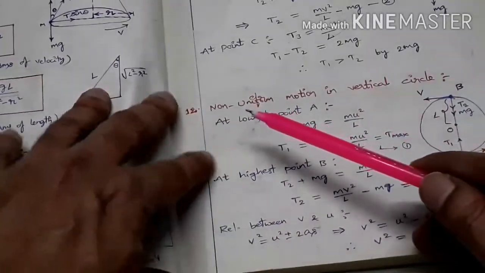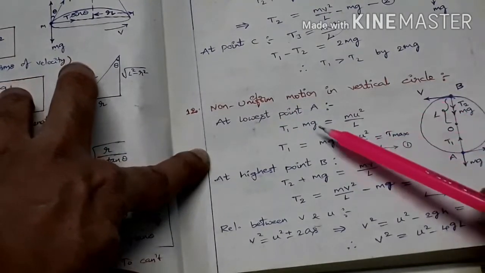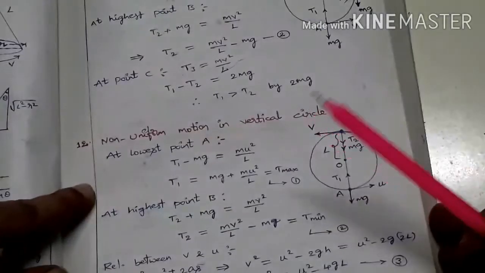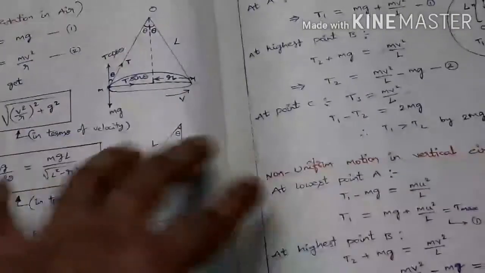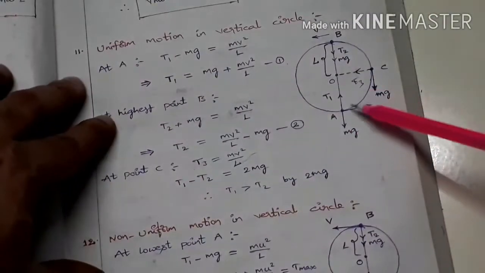Okay, next one, a non-uniform circular motion in vertical circle. So here in this case, at different points velocity will be different here.